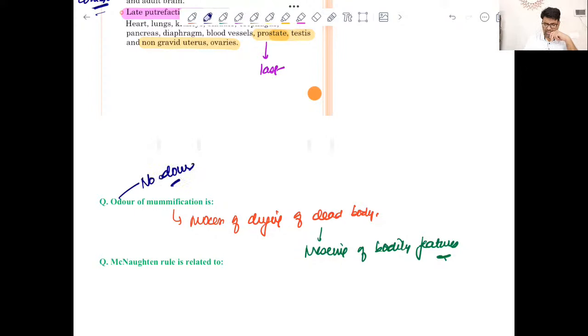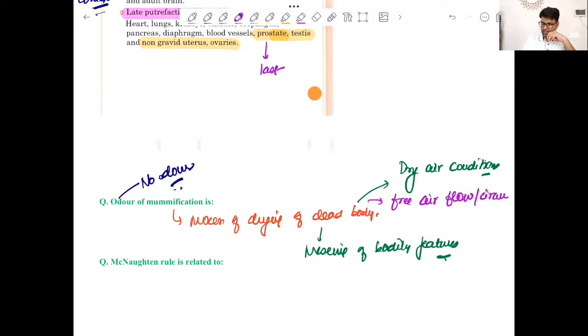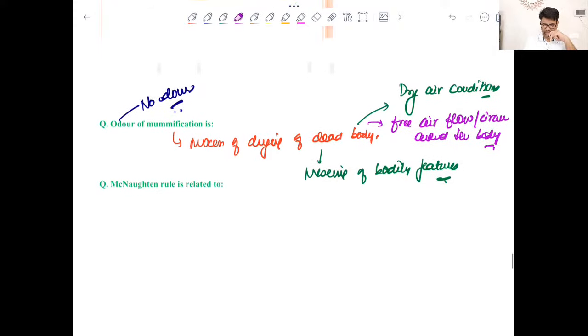Yes, there is no odor as such. So these are odorless, and this is promoted by dry air conditions. Windy, dry conditions, with free airflow or circulation around the body, will promote mummification. Fine. So there is no odor to that. Shanwas, absolutely right. Sangmitra, absolutely right.